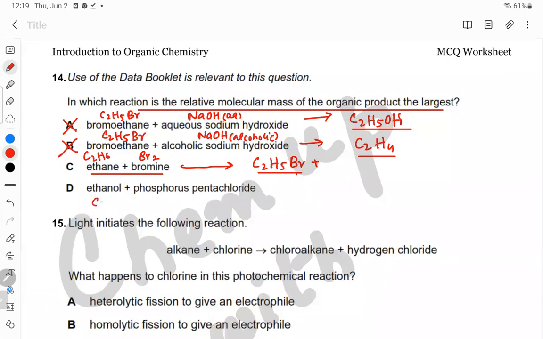Now, here I have ethanol C2H5OH. And when I react it with PCl5, the organic product I will get will be C2H5Cl. So the OH is displaced by Cl. And if you compare the MR of these two, you will find its MR is lower because of chlorine, which is 35.5. So D goes wrong as well, and C is our correct answer. Very good, Hoor.